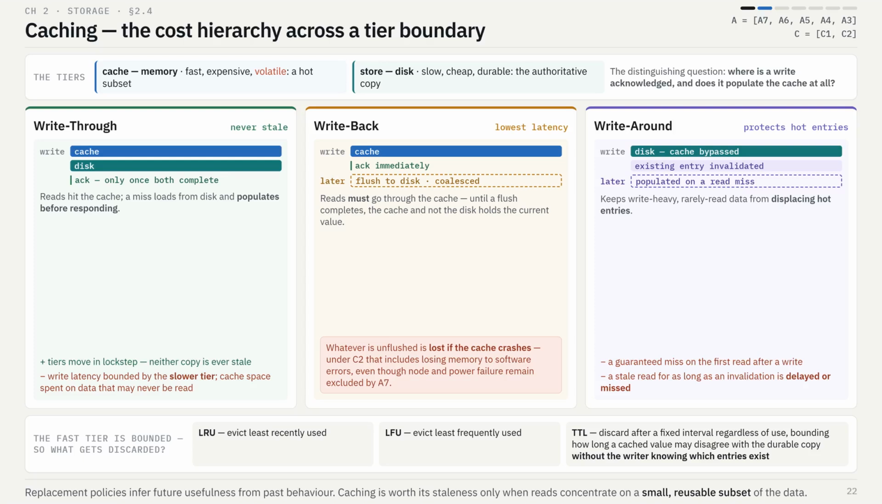Because those two choices fix three things: how far the cached copy will drift from the durable store, which tier a read must consult in order to be correct, and how much data sits exposed on the volatile tier. Write through. A write is applied to cache and disk together and acknowledged only once both have completed.